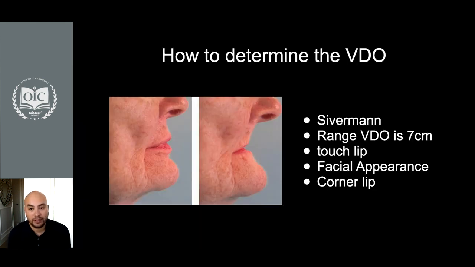How to determine the vertical dimension? We have learned from school that there are some tests you want to run. So we have the Silverman. The range of the vertical dimension should usually be within 7 millimeters. We have the touch lip, facial appearance, and the corner lip.